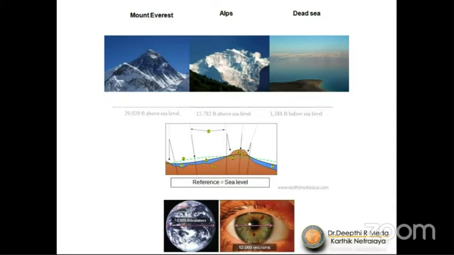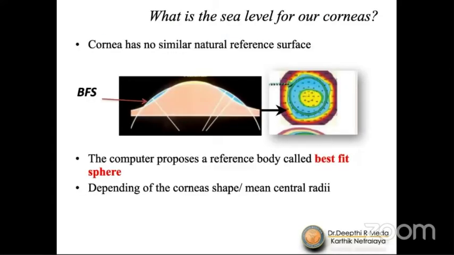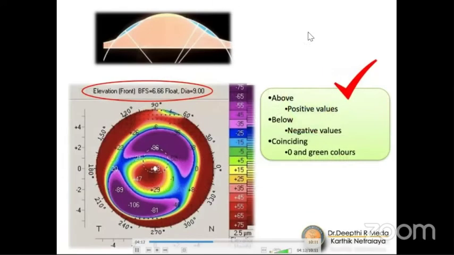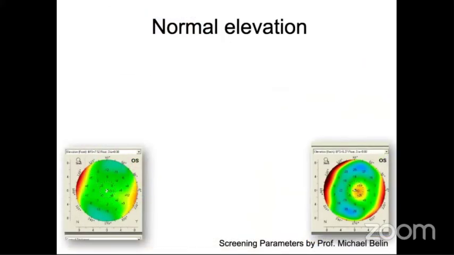Now when it comes to comparing the corneal surface, unfortunately the cornea does not have any prefixed reference surfaces. So the machines have to create their own imaginary best fit surfaces, which is the best fit sphere in the Pentacam. So for this cornea, the machine has chosen a BFS of 6.66 mm, and the areas of the cornea above this are always in positive and hot colors, and the areas below it are in negative or cool colors. So what are the cutoffs?